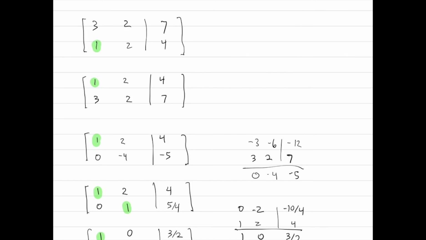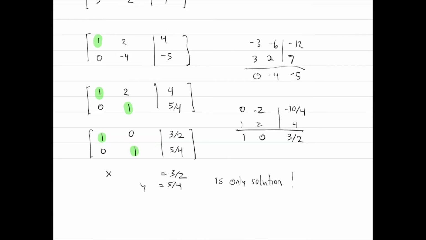Then I move on to the next row. I can't do anything to this 2 because if I try to mess with this 2, it'll affect the 1 here and the 0 here. So I've got to work on changing this -4 into a 1. The easiest way is multiplying this row through by -1/4. And so that's what I did here. 0 times -1/4 is 0. -4 times -1/4 is 1. And then -5 times -1/4 is 5/4. Another way of saying it is I just divided this entire row by -4. That's probably an easier way to think about it. And so this -5 became 5/4.